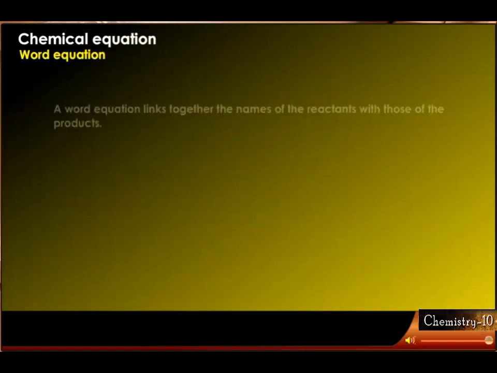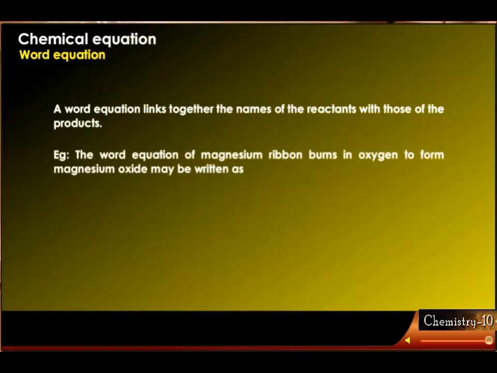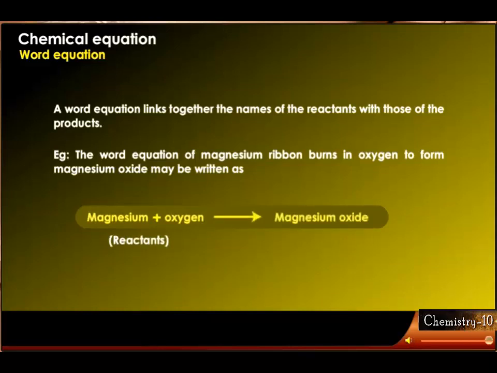Word equation. A word equation links together the names of the reactants with those of the products. Example: the word equation of magnesium ribbon burns in oxygen to form magnesium oxide may be written as magnesium plus oxygen (reactants) gives magnesium oxide (products).